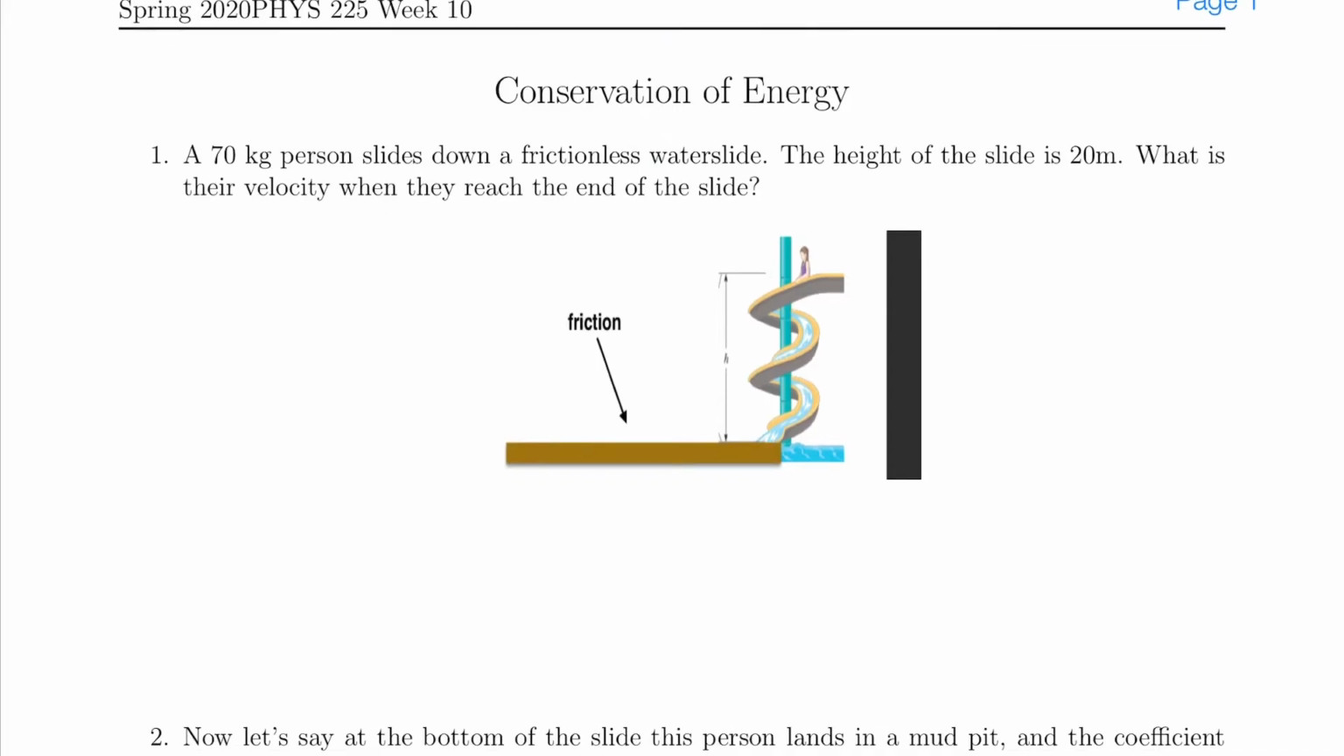Hello, everybody. As promised, I would like to help work on this problem again. This was the handout provided to you during your lecture, which you worked on, and I went really fast over it. So here, a 70 kilogram person slides down a frictionless water slide. The height of the slide is 20 meters. What is their velocity when they reach the end of the slide?